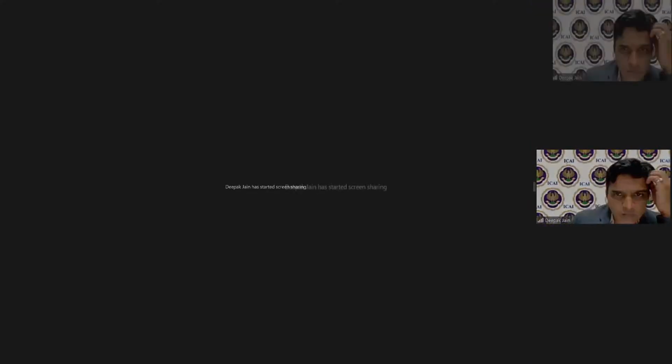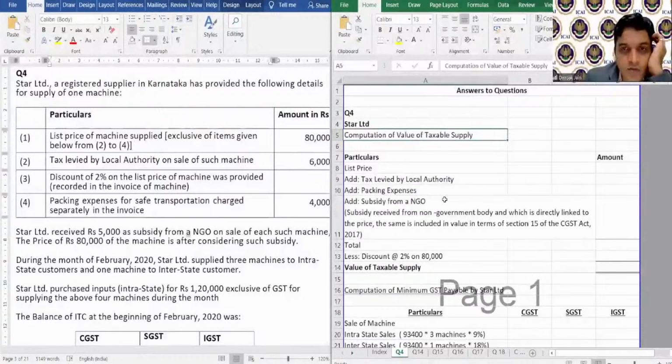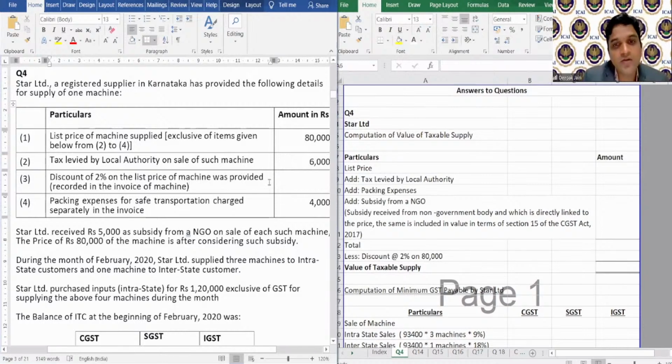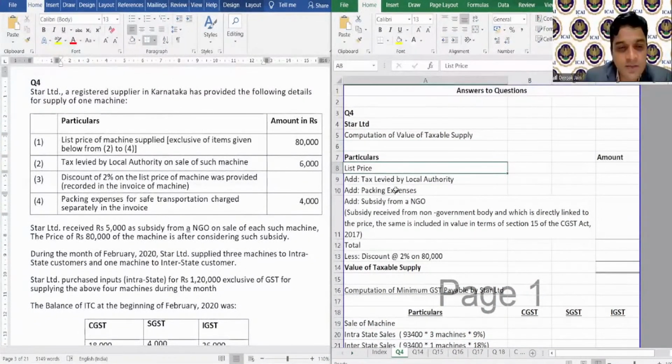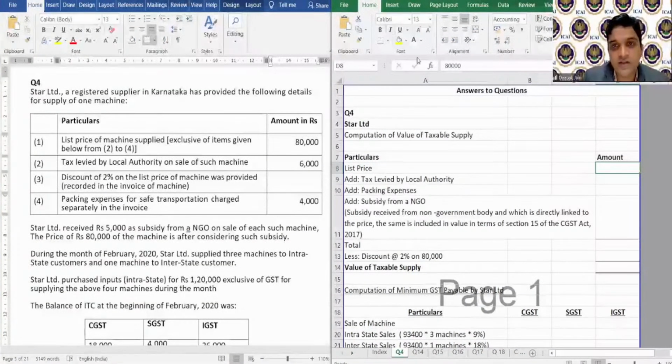Okay, so this is the question. Now we have to compute, write the company's name, and do the computation of value of taxable supply. What are we trying to do? We compute the value of taxable supply. List price. What is the list price? We know it is 80,000 rupees. So first consider the list price, which is 80,000 rupees.